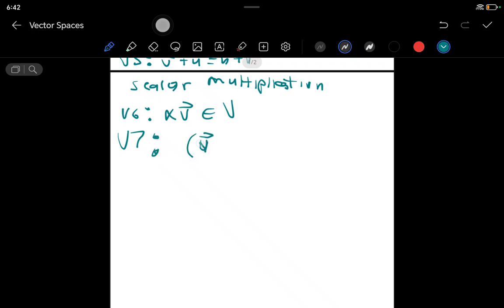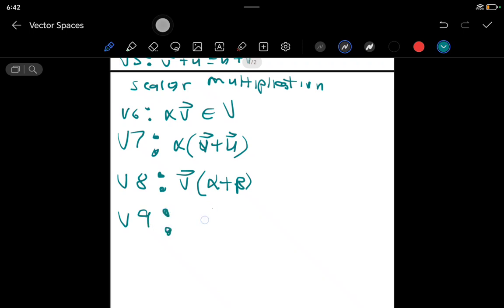Let's say I add V plus U. After closure, you say right, I add V plus U and multiply by a scalar. And then now I come and add two scalars. Then I multiply by a vector. After adding those two scalars, I'm going to remove the addition there and leave it like this. You say right.